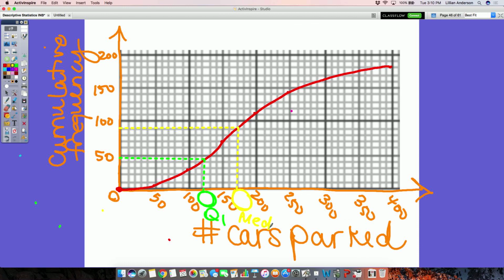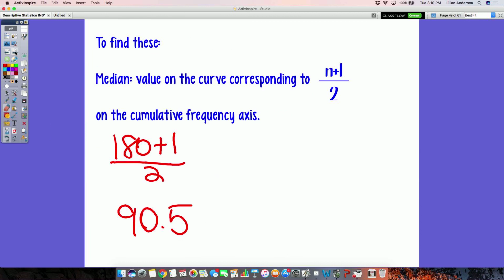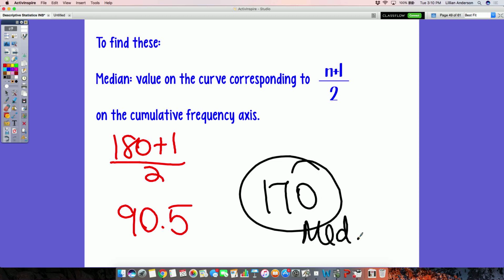Is everybody following along? Okay, so in my curve, that looks to be about 170. Yours may be 175, 165. It depends on your curve. The key thing is your curve. As long as you use your curve to figure this out, you can get your follow-through points. But for me, it was 170. So my median was 170. Are we okay?